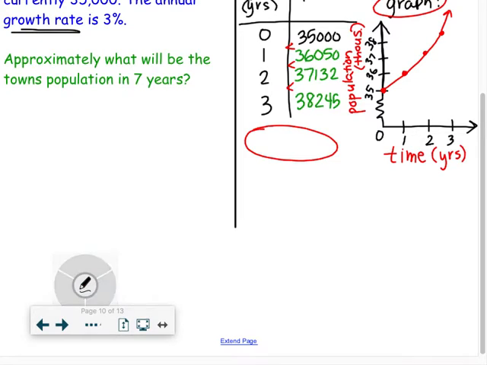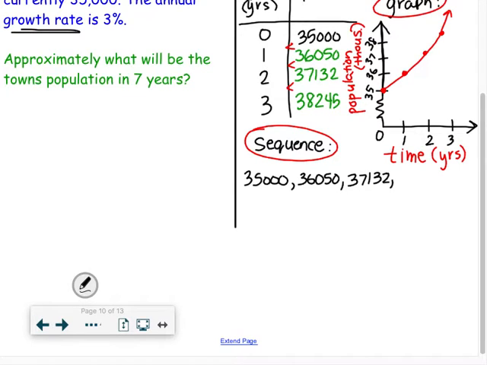And remember, the sequence just comes from your table. The y values, or the dependent variable, because the population depends on what year we're talking about. So here would be our sequence of numbers.